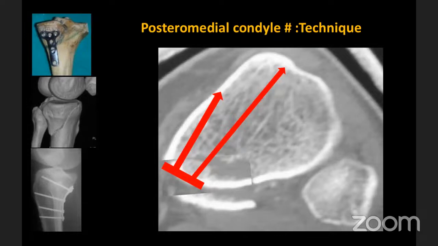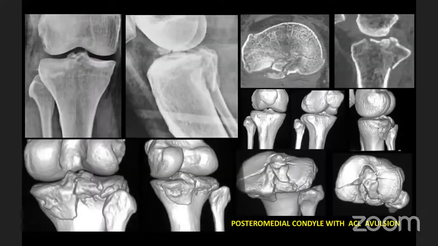Then I got an idea that this is the best way to do it. See the plate, perfect contour, and this reduces 100%. So this is the best way to tackle the posteromedial condyle or medial condyle with posteromedial apex. You do it posteriorly, always in prone position. Prone is best and safest.